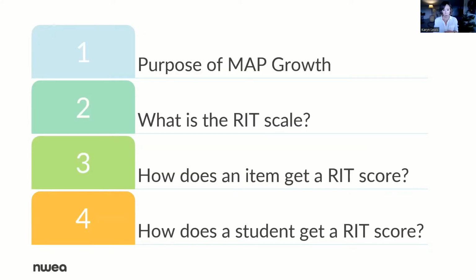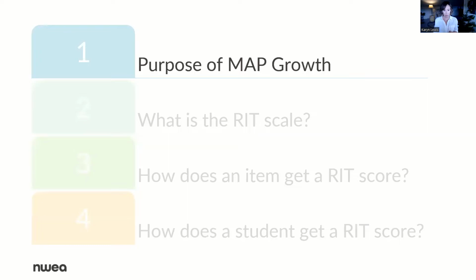And here's what we'll cover in this presentation. We're going to start by talking about the purpose of the map growth test. Next, we'll specifically define what the RIT scale is. And finally, we'll get into the weeds and talk about how an item gets a RIT score, and then finally how a student gets a RIT score. But let's start by talking about purpose.